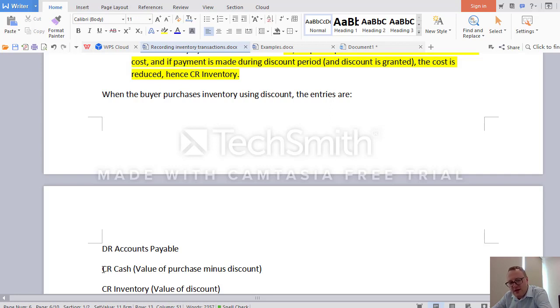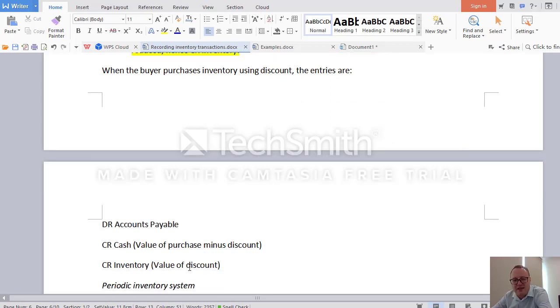He will pay cash, but that cash will not be the value of the original purchase, but the original purchase minus discount, and the inventory will be credited by the value of the discount. To make it clear here, the accounts payable is the amount that the buyer is supposed to pay. So 5,000 in our example was here, 4,850 was here, and 150 was here.